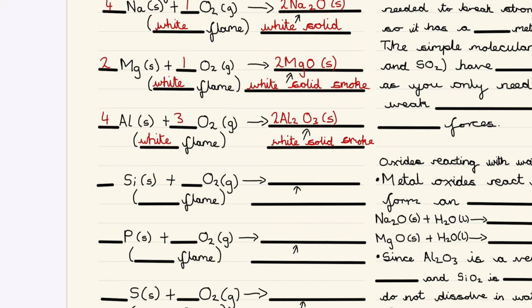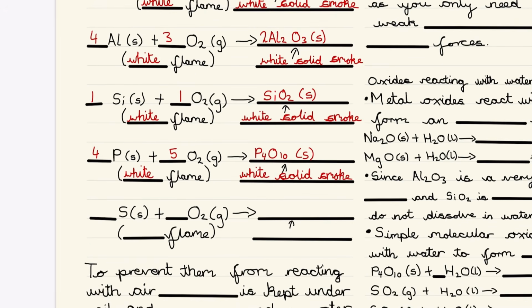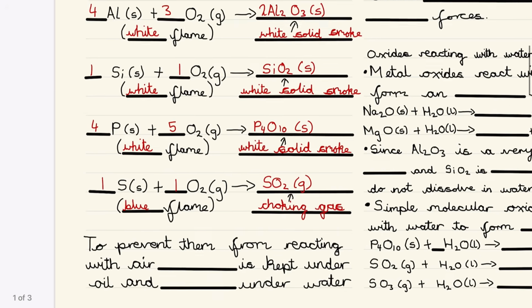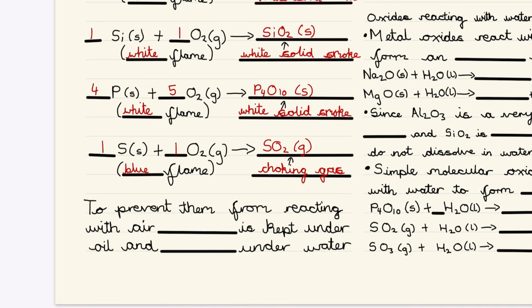and then for silicon we get... then for phosphorus we have... then for sulfur we get... To prevent them from reacting with air, sodium is kept under oil and phosphorus is kept under water.